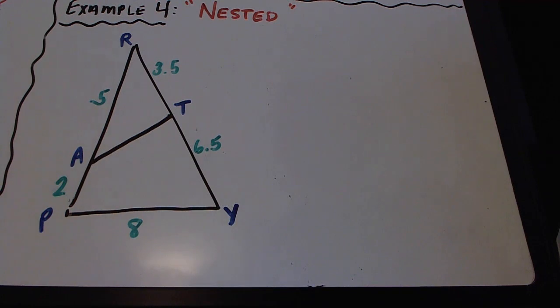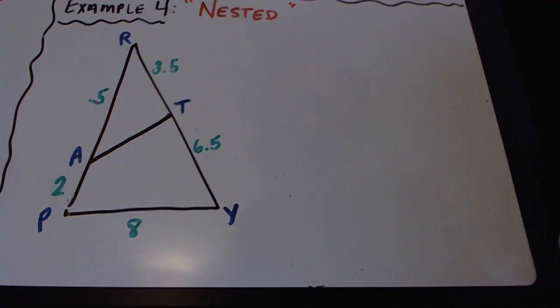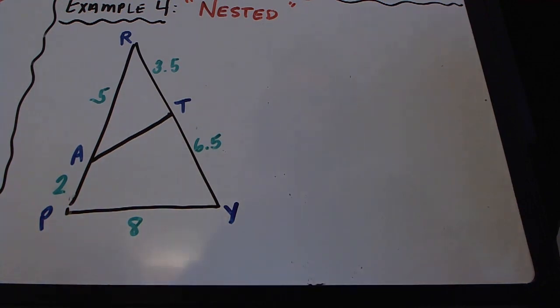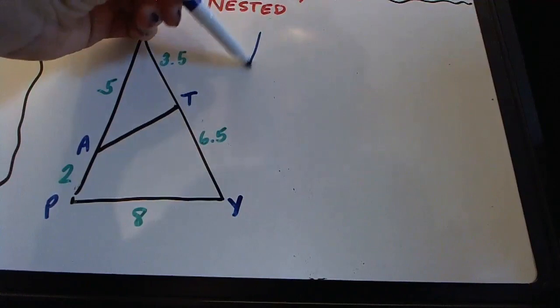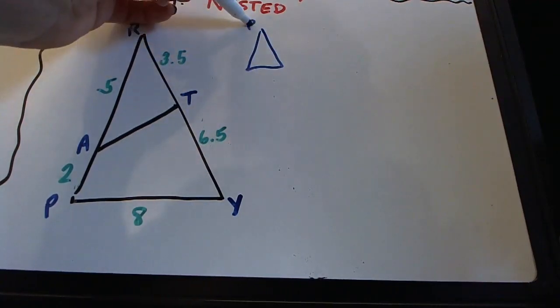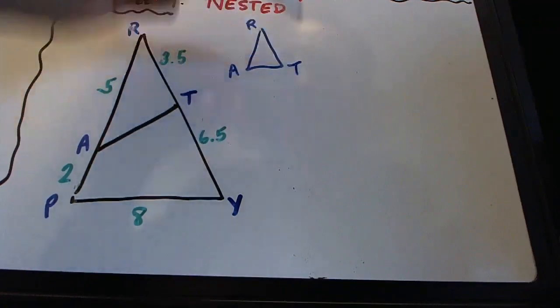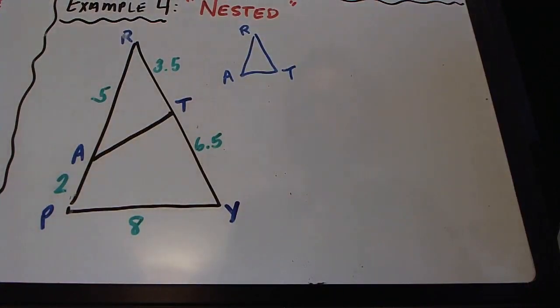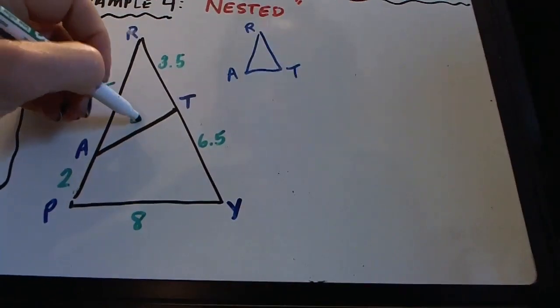Okay, so here we go with our nested triangles, the trickiest ones of all. Now, the first rule for nested triangles is we don't talk about nested triangles, right? Second rule for nested triangles is to draw them separately. So let's take triangle RAT. And I am going to, oh, there was a 4 there. I don't know where that went to. I apologize. Put that on your picture.